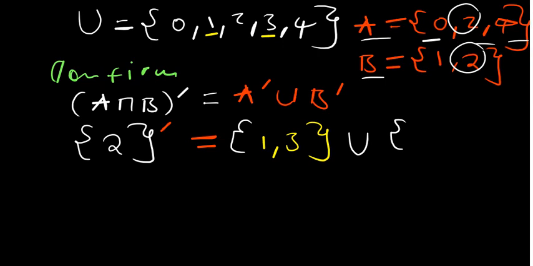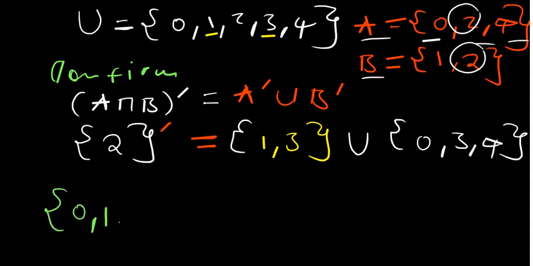The members outside 1 and 2? Okay, 0, 3, 4. Thank you. So now on the left part, when you say a complement of 2, it means you are only removing 2 from what? The universal set. What is going to remain, therefore? We are going to remain with 0, 1, 3, and 4.